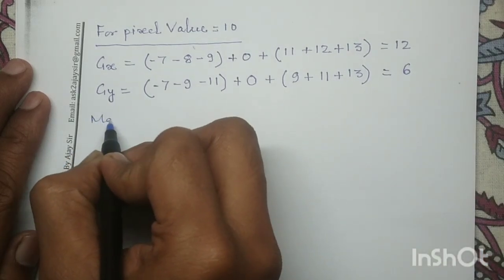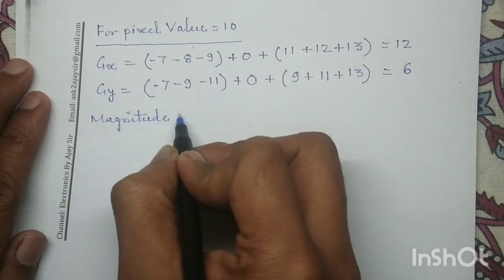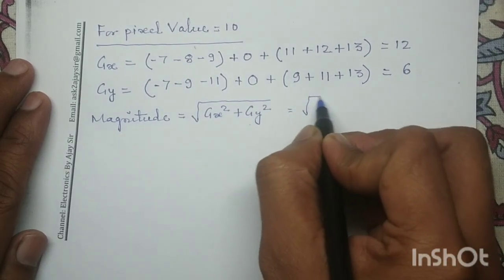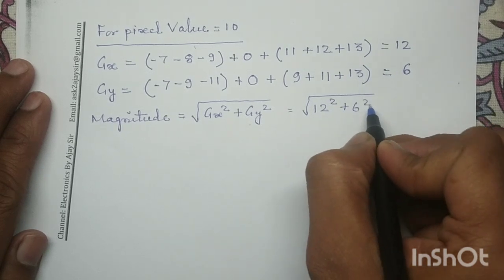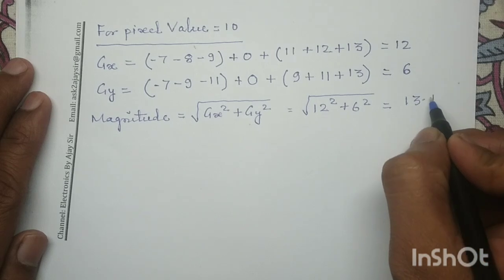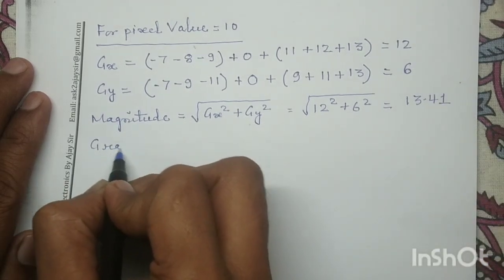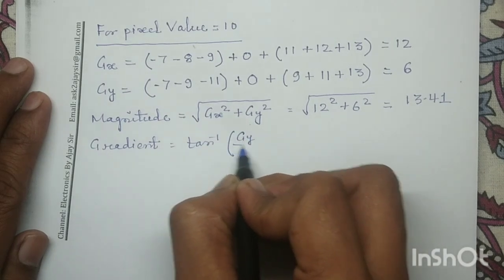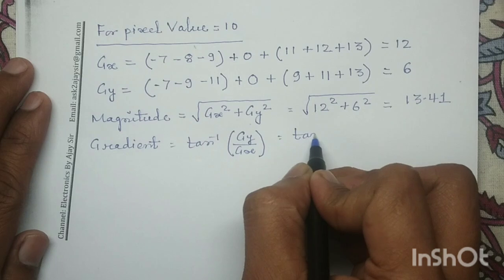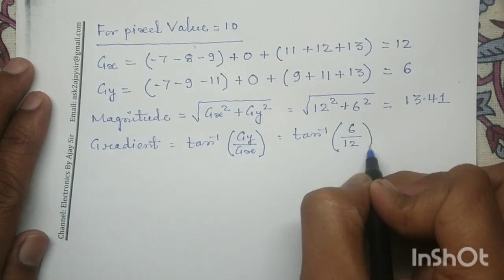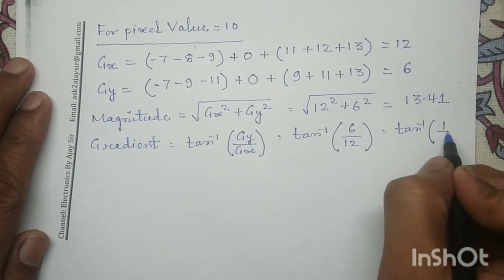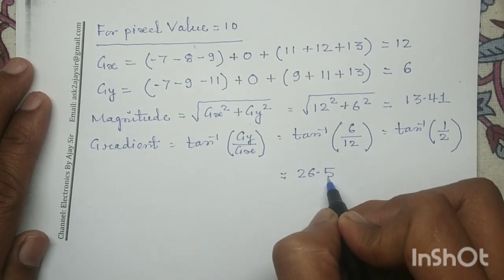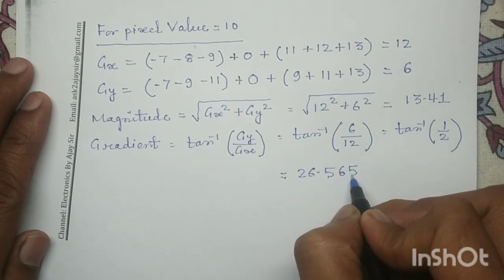The same procedure we will apply to determine the magnitude. The magnitude is the square root of gx square plus gy square. The same calculation is repeated, 12 square plus 6 square, and you will get the result up to 2 decimal places as 13.41. Similarly, for determining the gradient, the formula is tan inverse of gy by gx. So it is tan inverse of 6 by 12, which is equal to tan inverse half, and in terms of degrees, it is 26.565 degrees.